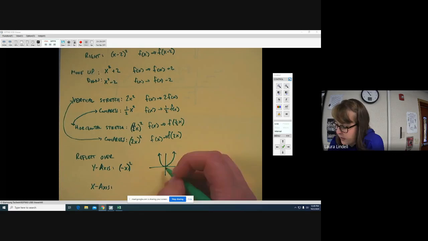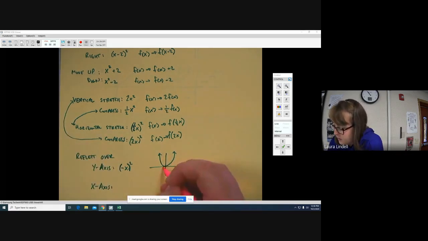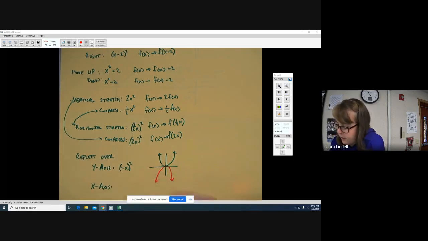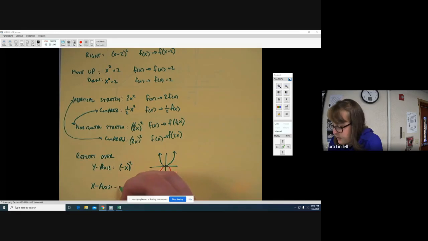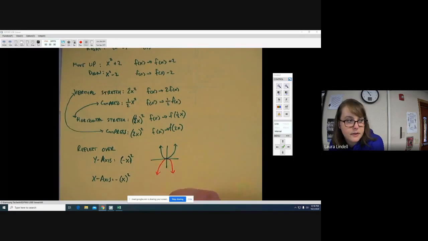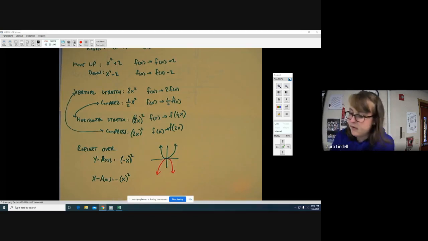But if I were to flip it over the x-axis, then it would look like that. Which is why when we are flipping something over the x-axis, the negative goes on the outside of the parentheses. So reflect over the y-axis, the negative goes inside with the x. Reflect over the x-axis, the negative goes outside. Okay. So that's kind of the basics of how those things all work.